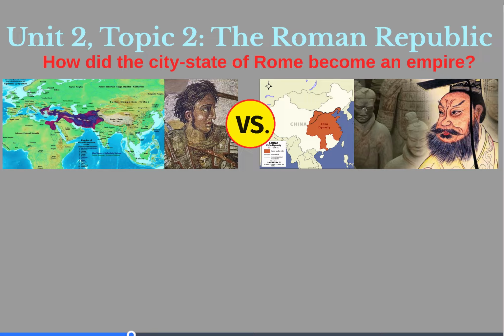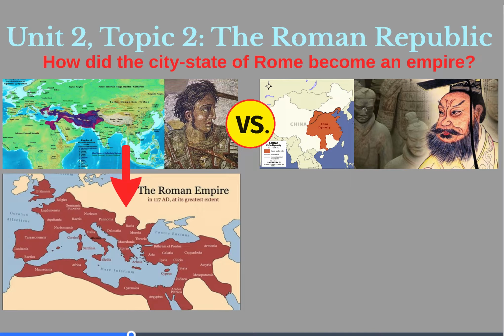For the remainder of Unit 2, we'll be doing sort of the same thing, but with the two successor empires to Alexander's empire and Emperor Qin. So we're going to be looking at the Roman Empire, which here's a map of the Roman Empire at its largest extent. You can see it covers some of the same territory as Alexander the Great's empire, with a little bit more focus on looking west to the Mediterranean Sea.